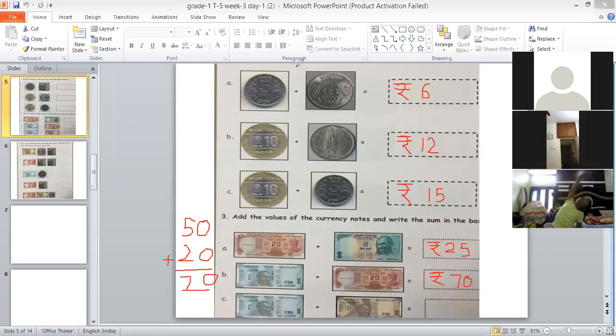Now tell me, 50 plus 10, how much? 60. Yes, so 50 plus 10 is equal to 60. So the answer is rupee 60. So again we'll make the rupee symbol here. And the answer is 60.